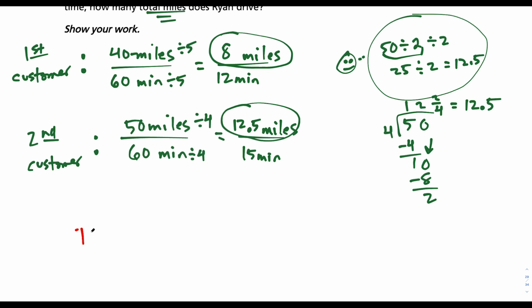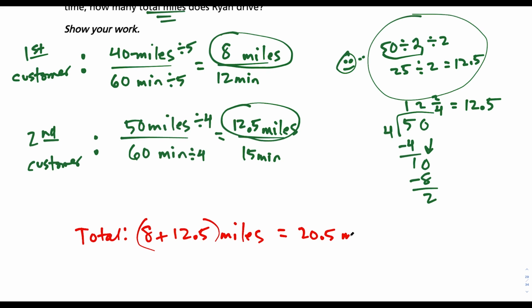But now for the total, what I'm going to do is I'm just going to add these two values together. So we have 8 plus 12.5, and the units here are miles. So the total distance that Ryan drove, if we do 8 plus 12.5, that's 20.5 miles. This is our solution to this question here.